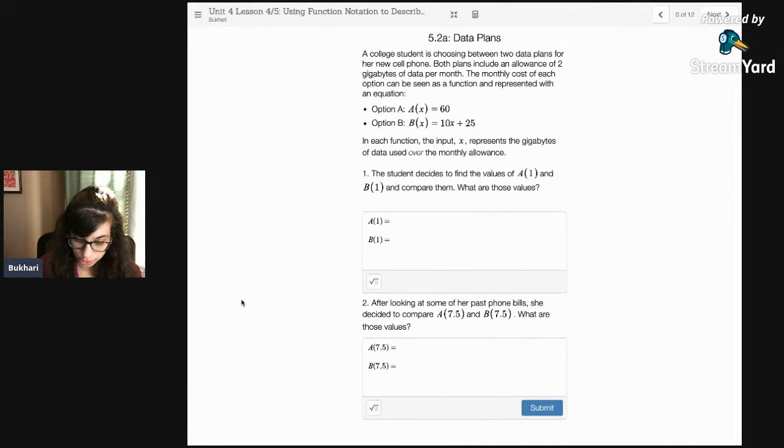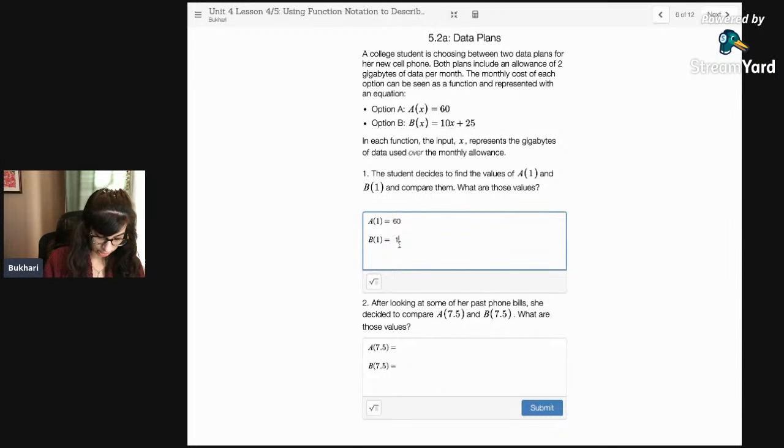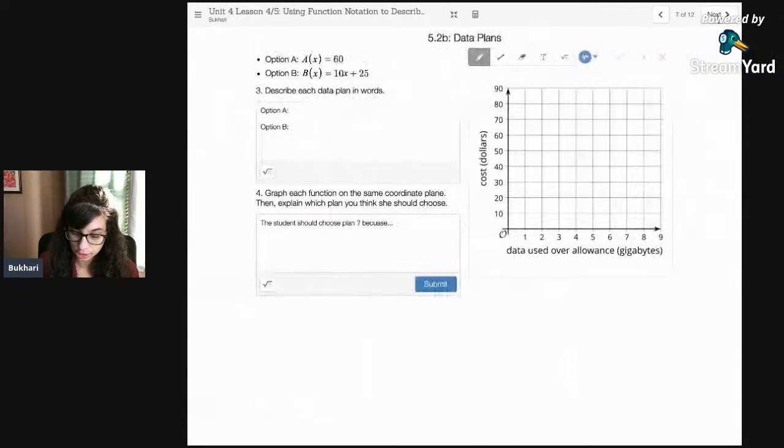Right? Look at your 2 options. What does A of 1 represent? What does B of 1 represent? Right? If I substitute 1 into my equation, I have no x to substitute, so this is very straightforward. For B of 1, I know to substitute 1 into all of my x's, right? And this is going to give me a value of 10 plus 25, which gives me a value of 35. And so do the same for the second one as well, and then start to think about how can I apply that idea, right? How can I describe each of these plans using words?